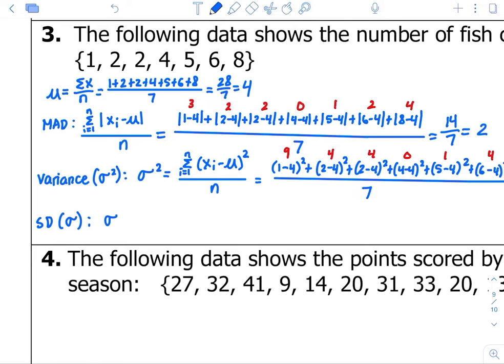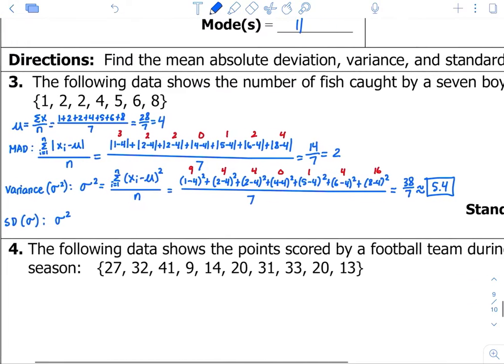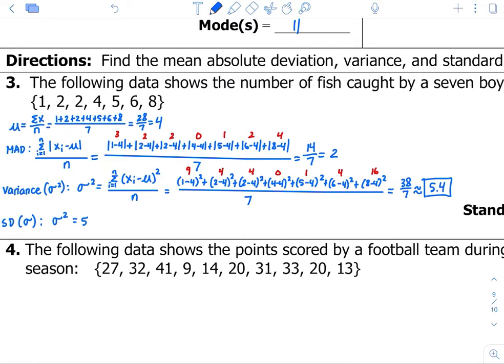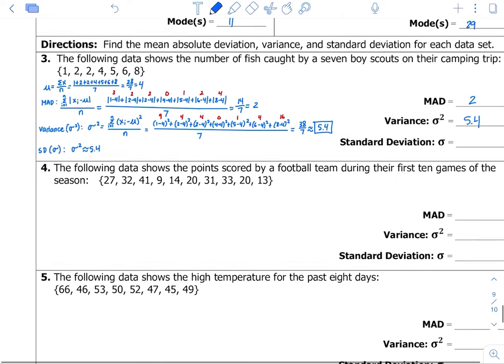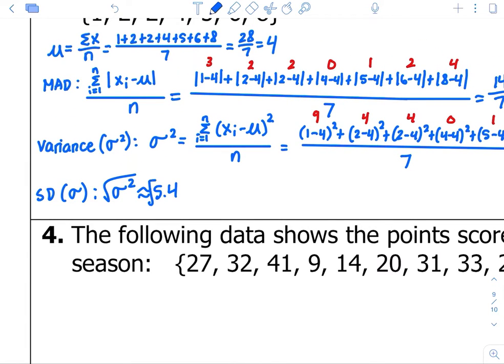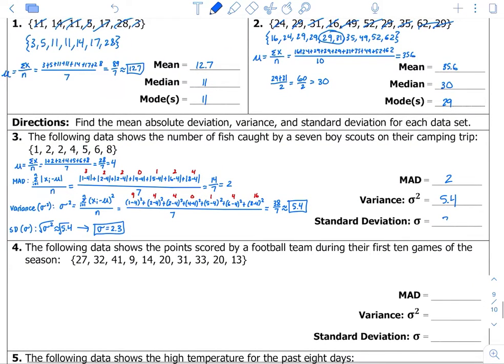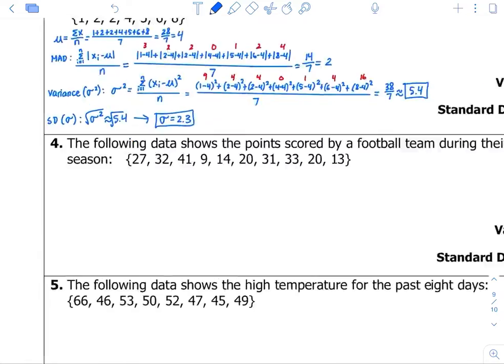Now, we know from the previous problem the variance, which is sigma squared, is equal to 5.4. Or it was roughly 5.4. So for that, all you have to do, you guys, is just square root both sides. And we're going to get the square root of that, which is going to give us sigma is 2.3. All right? And that's how you guys do those types of problems. So we'll go at it again.